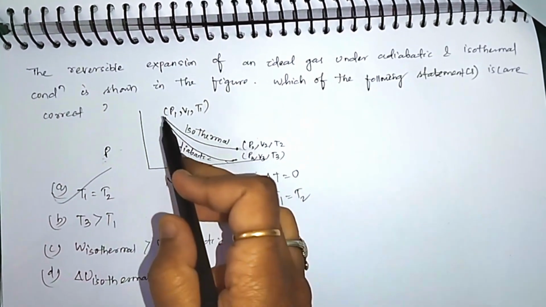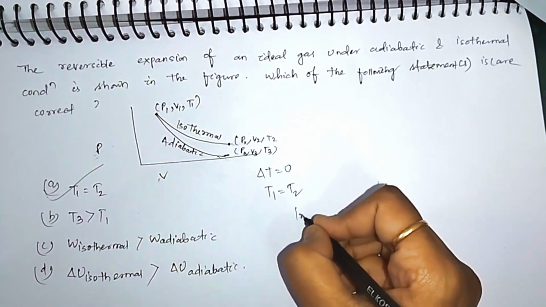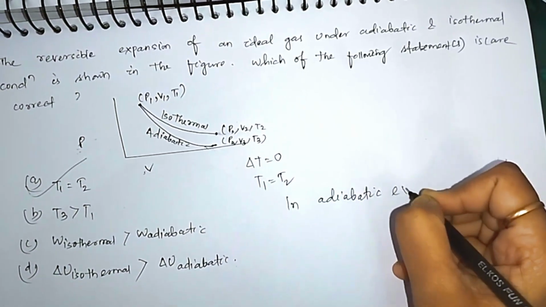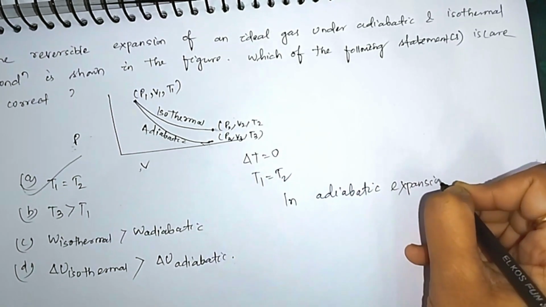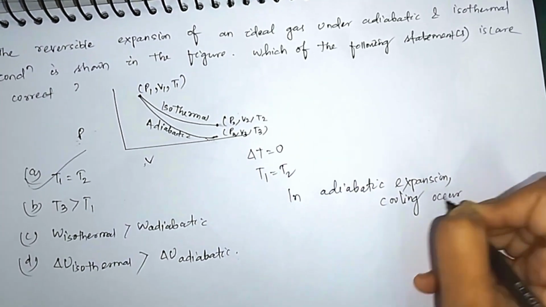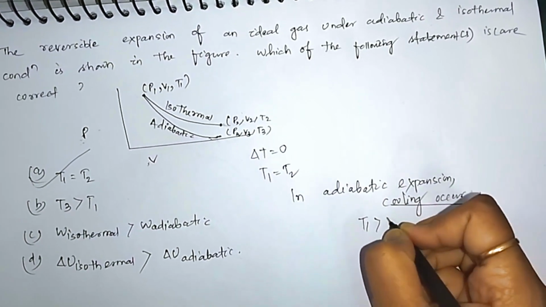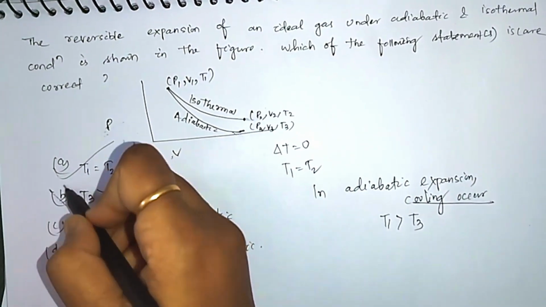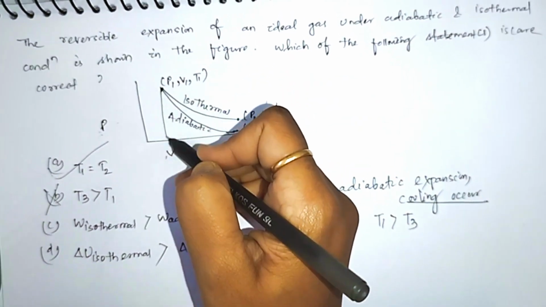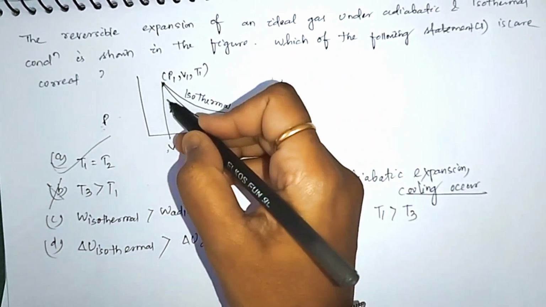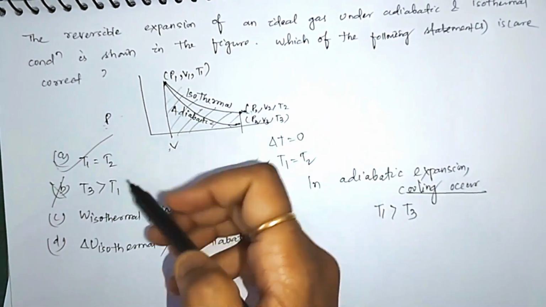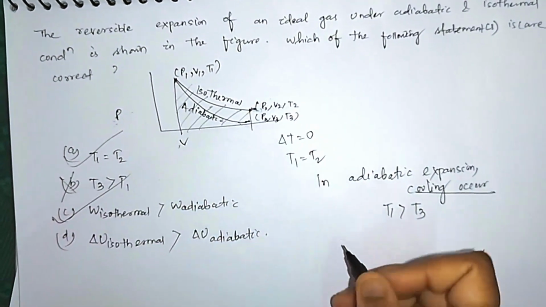Then T3 greater than T1. This is an adiabatic process, and in adiabatic expansion, cooling occurs. Cooling occurs means T1 is greater than T3. That means this option is wrong. Then W isothermal greater than W adiabatic. As in the graph, here it is represented that W isothermal is greater than W adiabatic. So this option is correct.